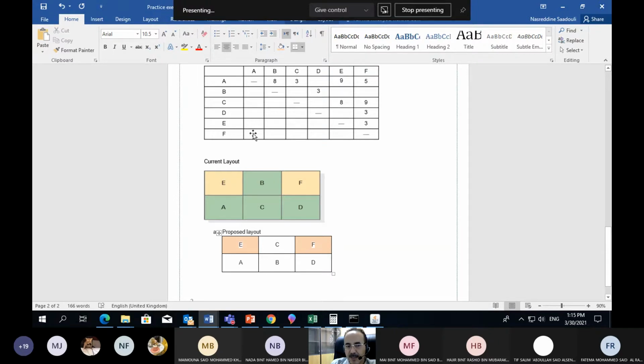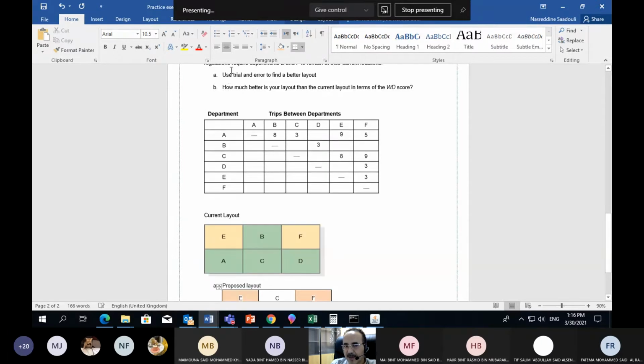Between B and D, I can see that B has a high closeness factor with A, 8. Therefore, B must be close to A. The closest to A is this square, so I put B in here because it's right next to A. Which means that the last one, on the left, is where we're going to put D. Okay, so that's what we said.